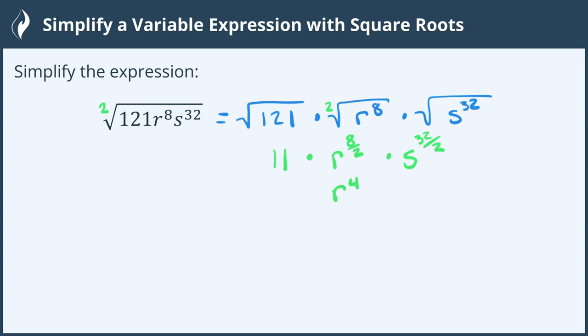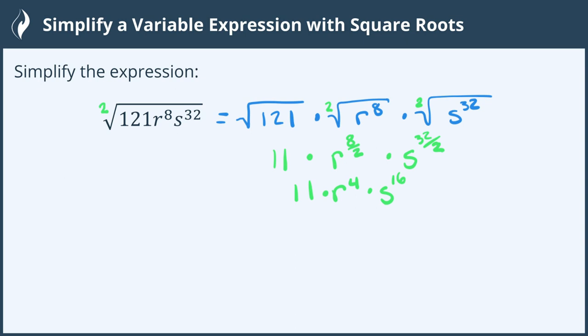Here I'm looking for a square root, and so that ends up being the bottom of my fraction in the exponent. 32 divided by 2 is 16, so this is times s to the 16. Don't forget my 11 out front.